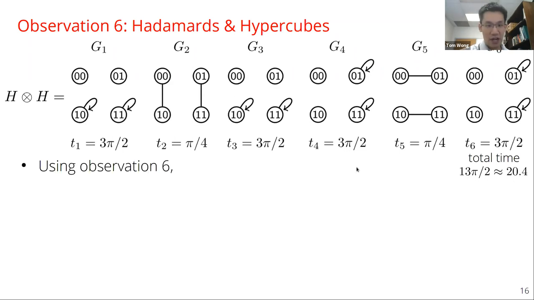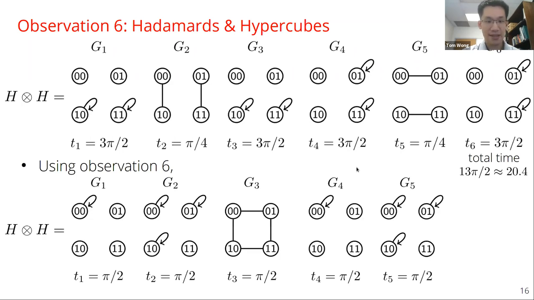If you use our hypercubes, you get this. So basically, we're evolving on some graphs with some self loops in order to fix some phases. And then we walk on the 2D hypercube, which is a square, and then we evolve with some self loops to adjust some phases again. So if you look here, there's five graphs. So there's a little bit of an improvement in the number of graphs, but the runtime is actually a lot less. If you add these up, you get 5 pi/2, which is 7.85.